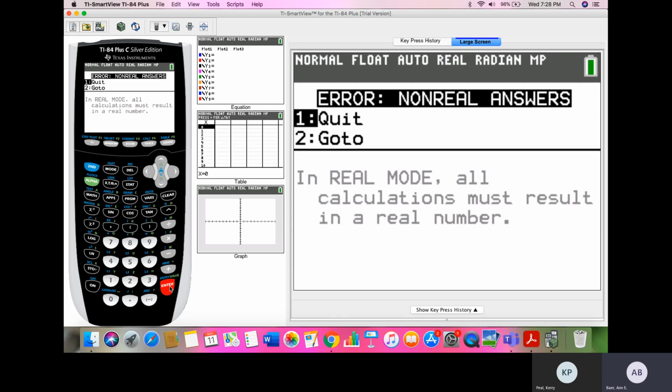Error, non-real answers. I do this so that hopefully you remember that you cannot take the log of a negative number and you cannot take the log of 0. So let's go back.